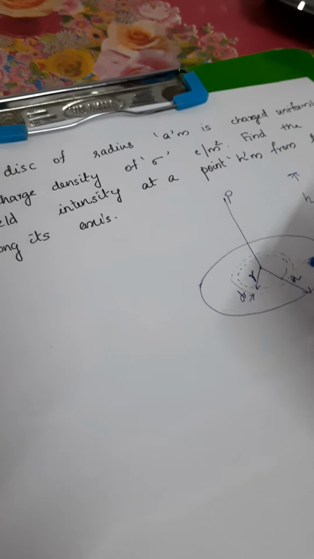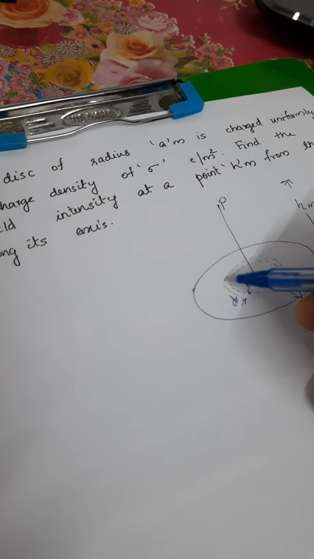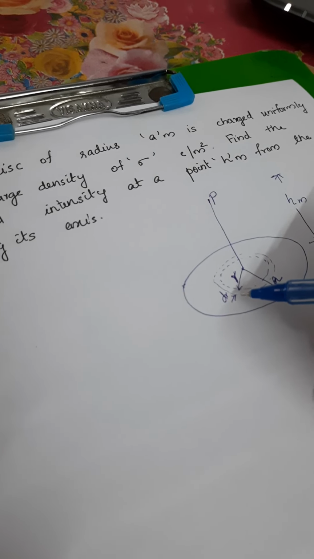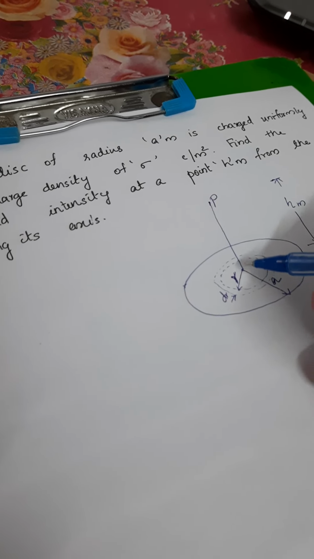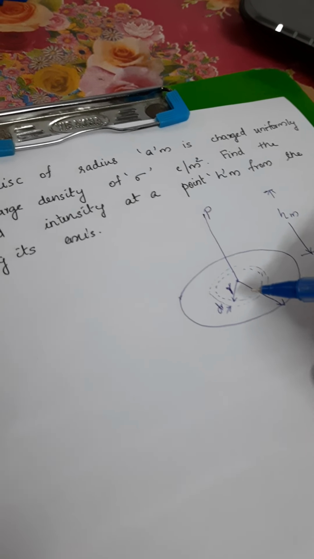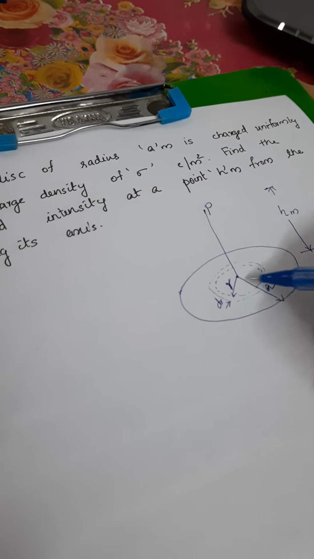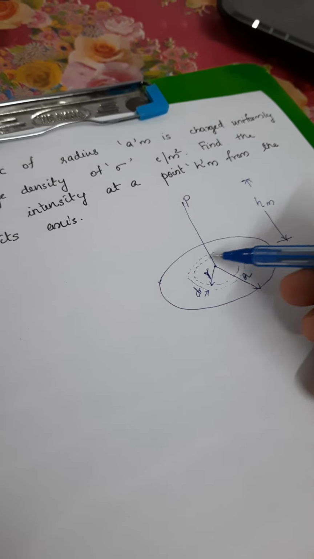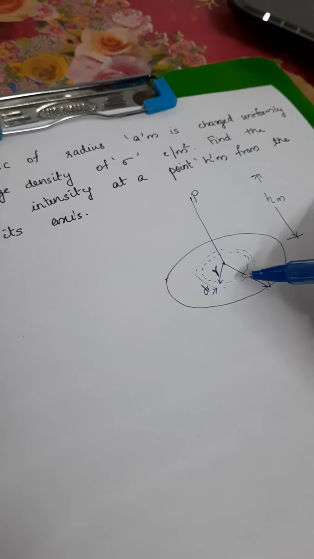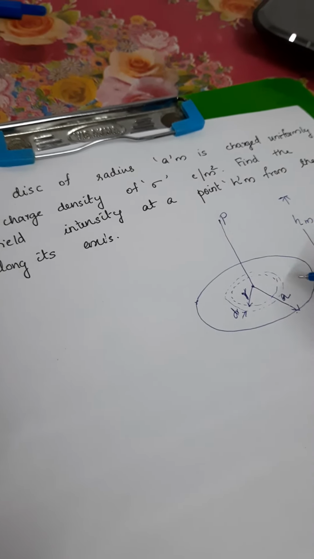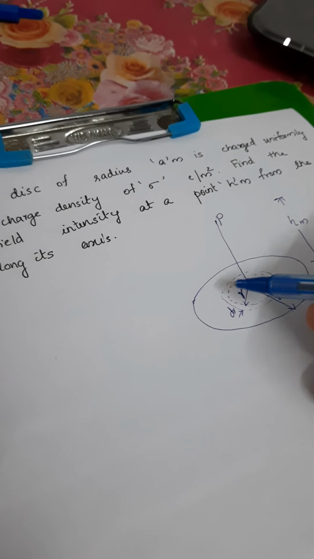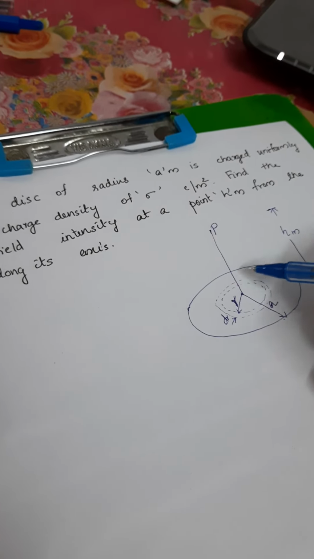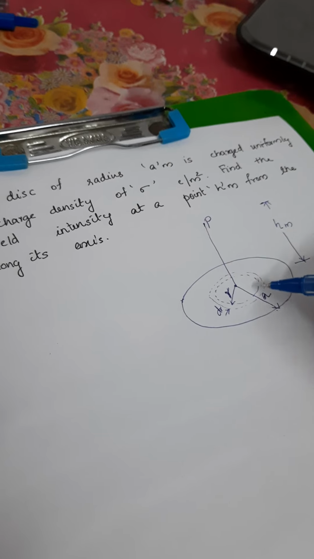Okay, so first of all we can find, due to this small annular ring having radius r and thickness dr, what is the electric field intensity at this point P? Then we can integrate from 0 to the whole radius a. So first we find, due to the small annular ring, the electric field intensity. This disk consists of a number of annular rings like this having varying radius r.